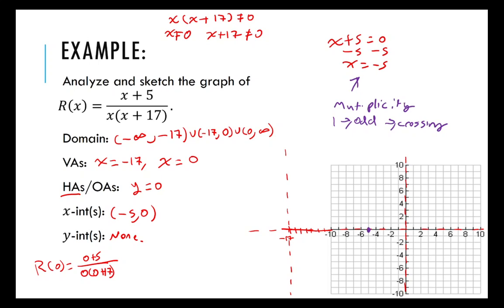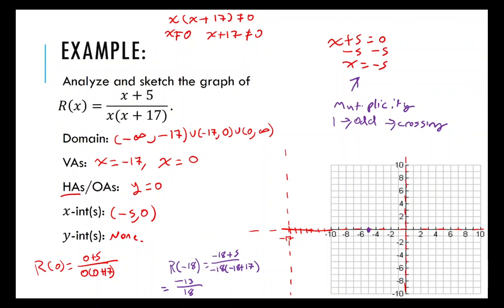Well, essentially, we can just plug in values. Let's say we plug in something to the left of negative 17. How about we plug in negative 18? Well, r of negative 18 is going to be negative 18 plus 5 divided by negative 18 times negative 18 plus 17. That's then going to give us negative 13 divided by positive 18.